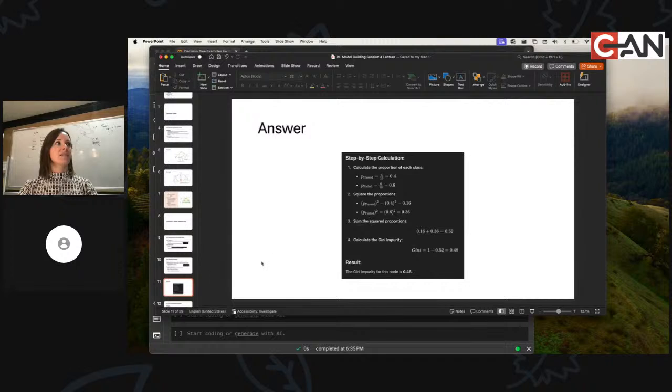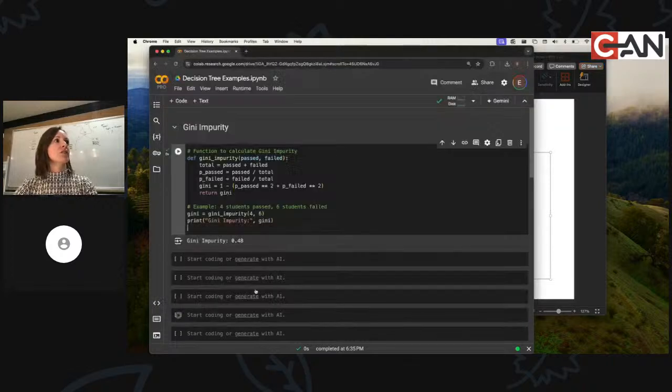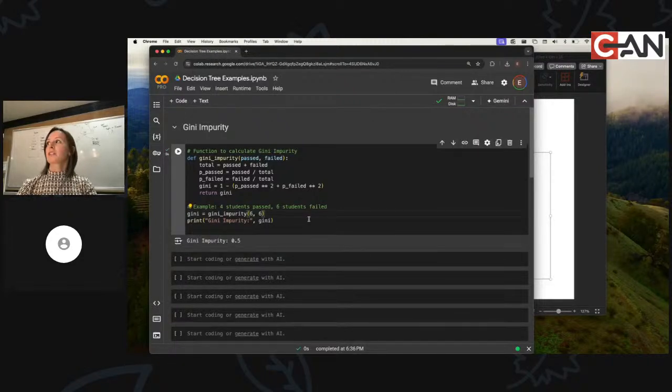So the nice thing is, if you do write it as a program, we can now see how this changes with varying numbers. So what if we change this to 6 and 6? How does our Gini impurity change? Well, that's 0.5, which is actually the worst Gini impurity that you can have. So Gini impurity actually ranges from 0 to 0.5, not 0 to 1, 0.5 being perfect mixture, which is not good because that's very, very impure.